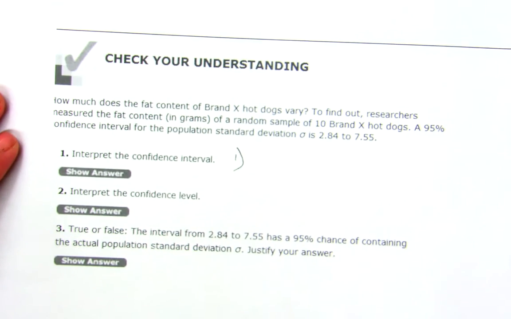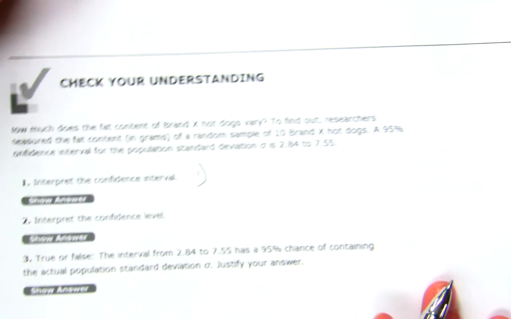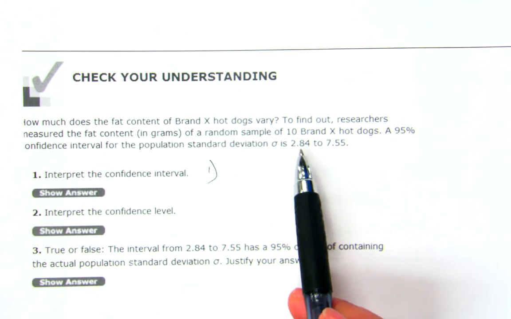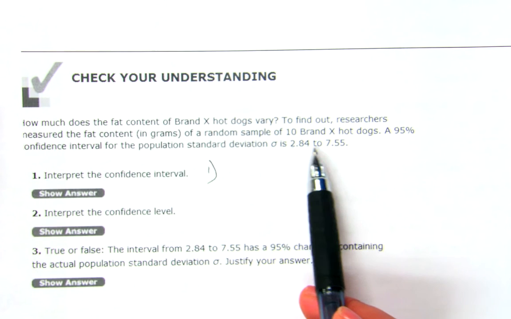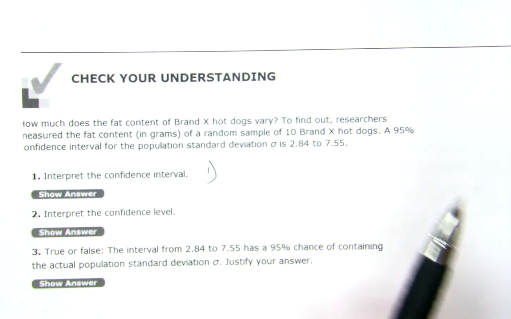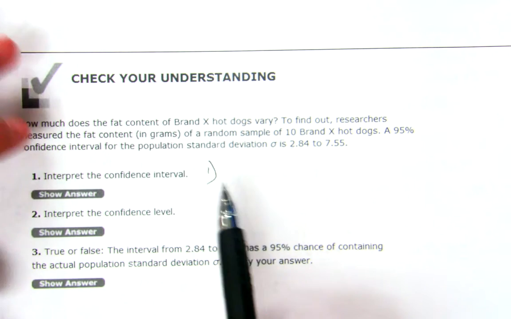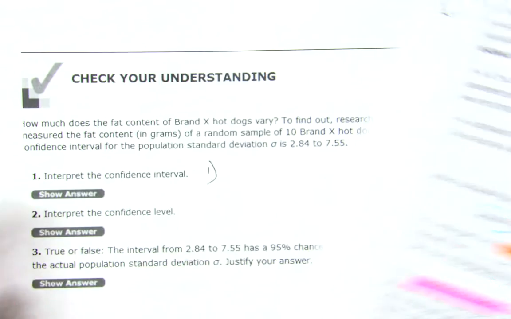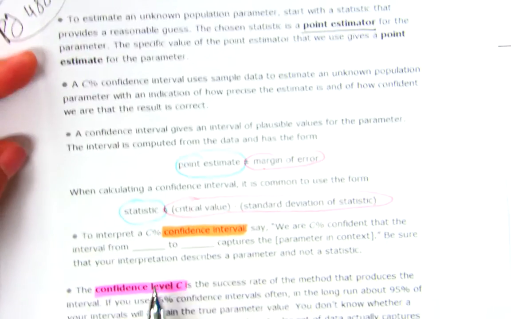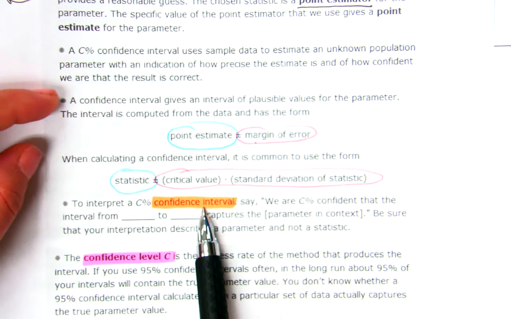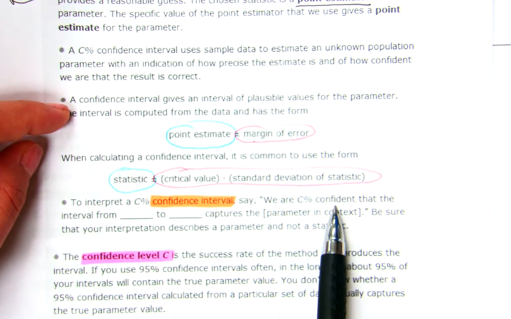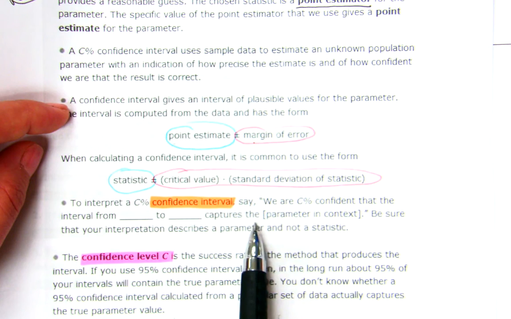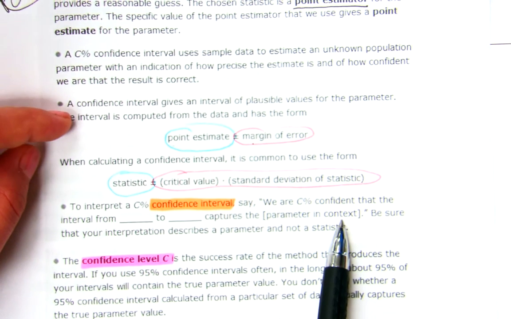So for number 1, it just says interpret. You already have the interval, from 2.84 to 7.55, so you're not trying to find it in this case. It's just interpreted. That goes back to your interpretation on here: interpret a confidence interval. We say we are blank % confident that the interval from blank to blank captures the whatever parameter we're talking about in context.